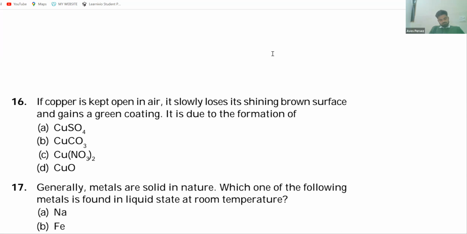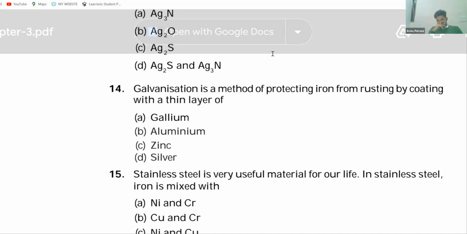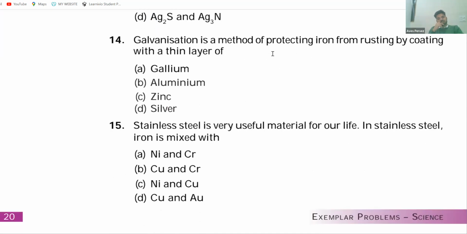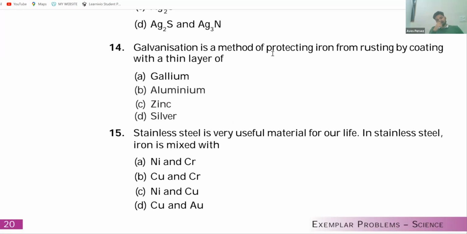Done? Yes, sir. Next one. Stainless steel is a very useful metal in our life. In stainless steel, iron is mixed with... Question number 15.